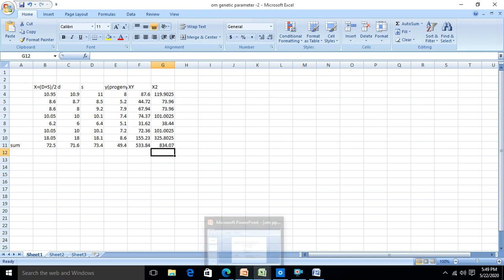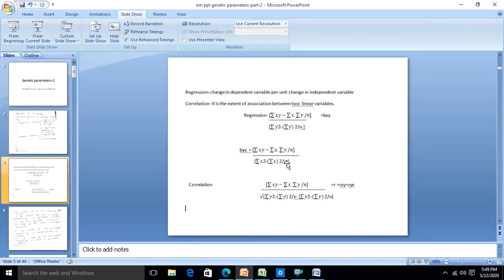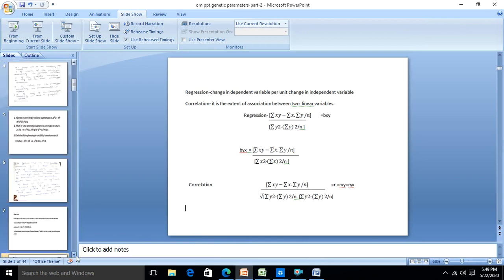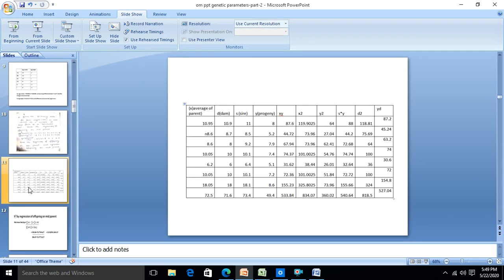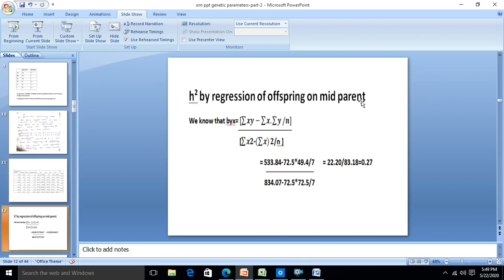Now for regression of offspring on mid-parent value, you already have all the values. What will you calculate? You see, I have already done it. This is the table I got, and this is how I got it. You see, I have already multiplied it for the second also. Now the first one, regression of offspring on mid-parent.